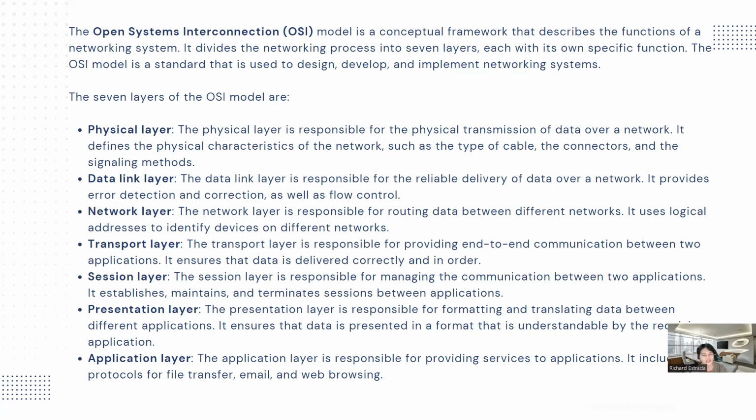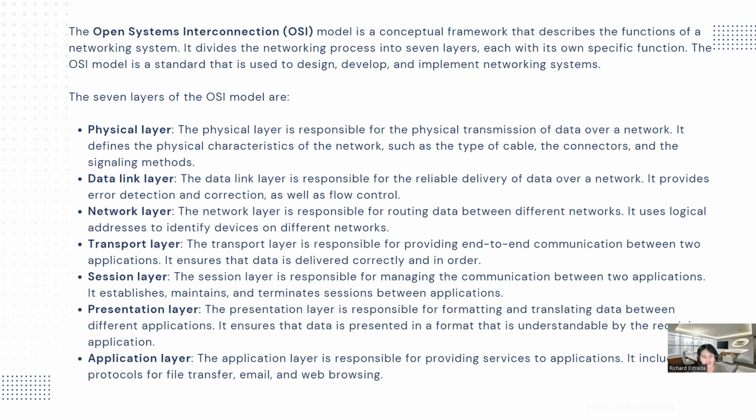Okay? And the data link is responsible for the reliable delivery of data. It provides error detection and correction as well as flow control. The network layer is responsible for routing data between different networks. And the transport layer is responsible for providing end-to-end communication between two applications. Then the session layer is for managing the communication between two applications. So transport provides end-to-end communication, while session manages the communication.